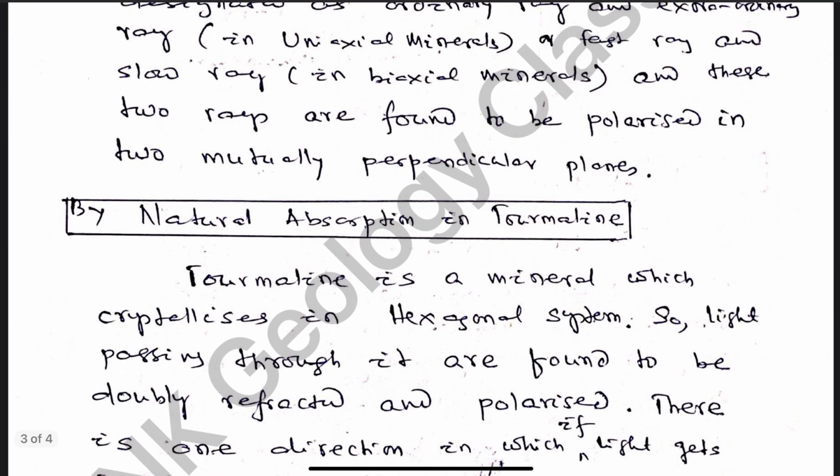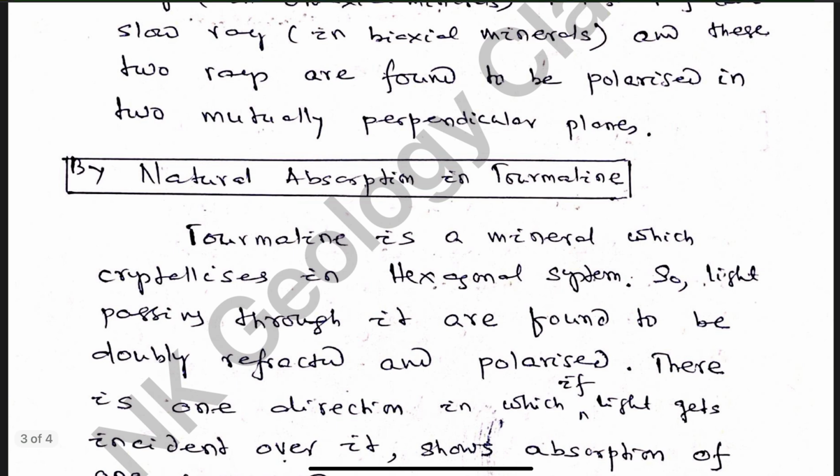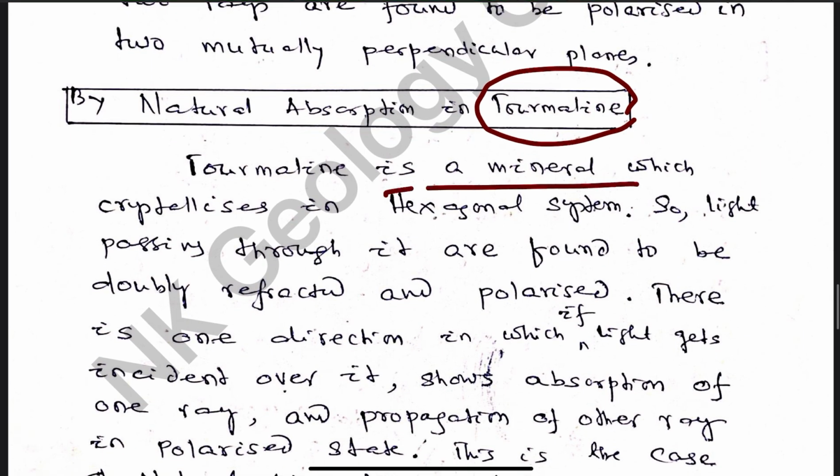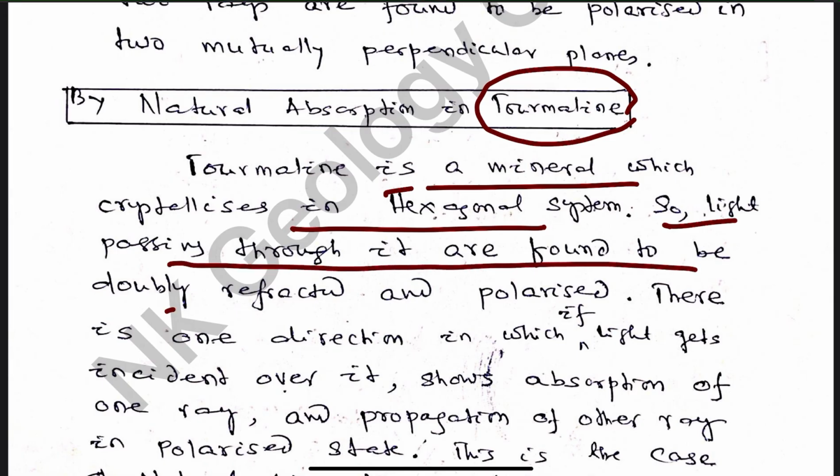Then let us discuss how by natural absorption we get polarized light. This natural absorption takes place in a mineral which is known as tourmaline. It is a mineral which belongs to the hexagonal system, or uniaxial. It is a uniaxial mineral. So light passing through it is found to be doubly refracted and polarized. As I have already told, when the light is not moving parallel to the c-axis, in that case it will be doubly refracted or it will be polarized. But here some deviation is found.